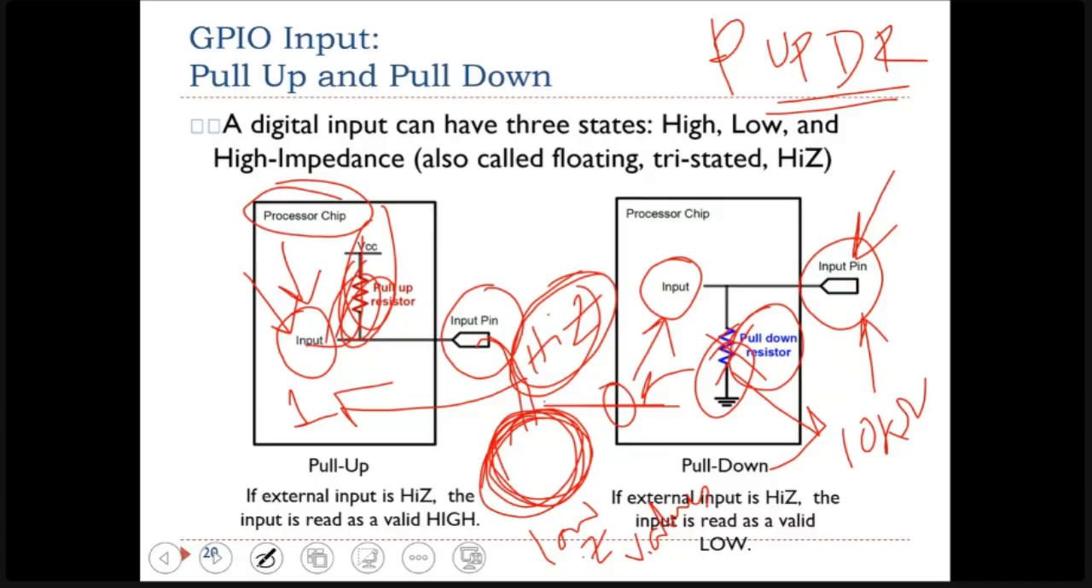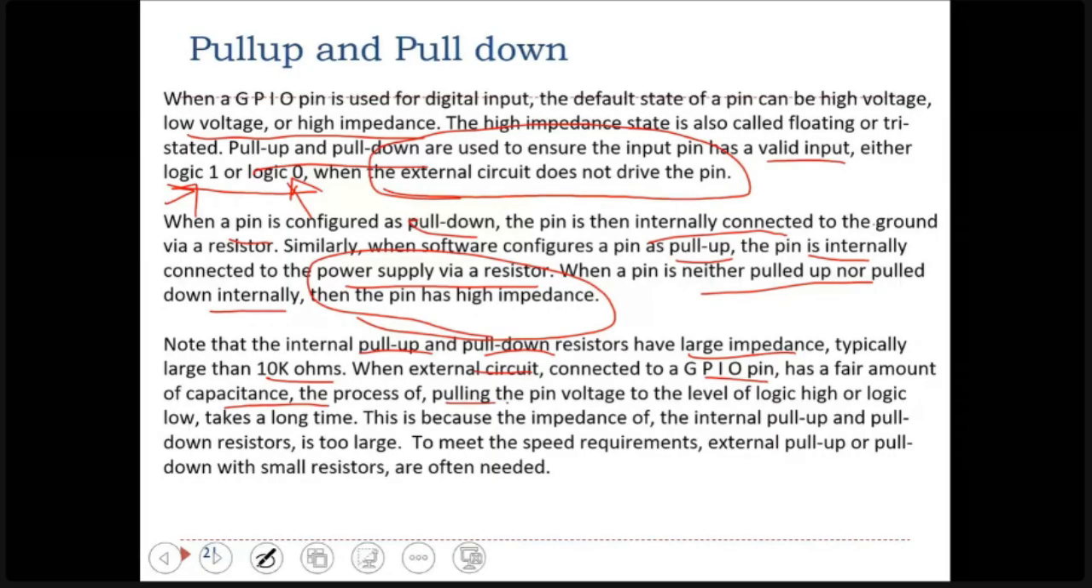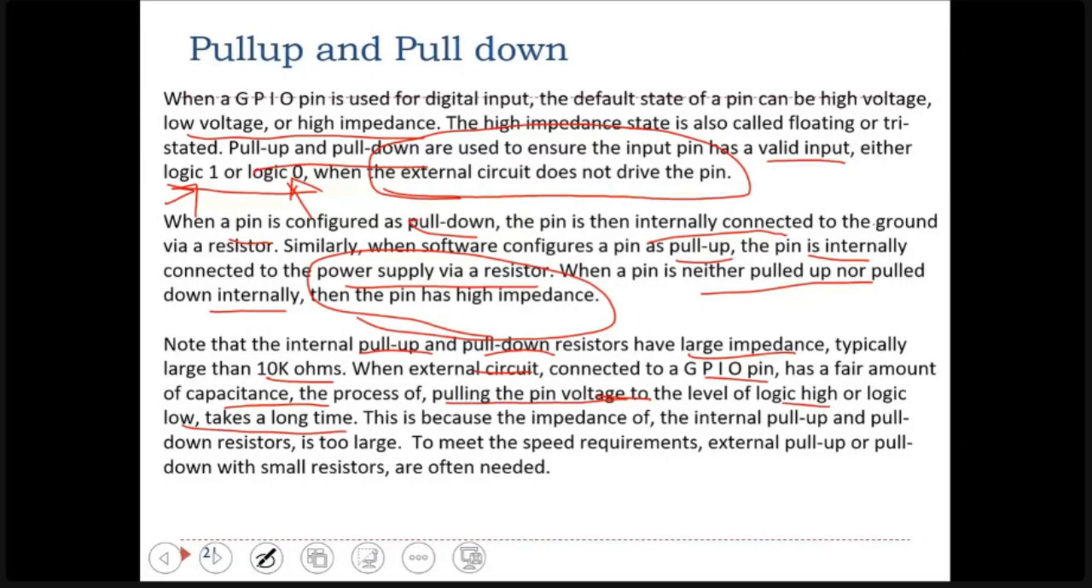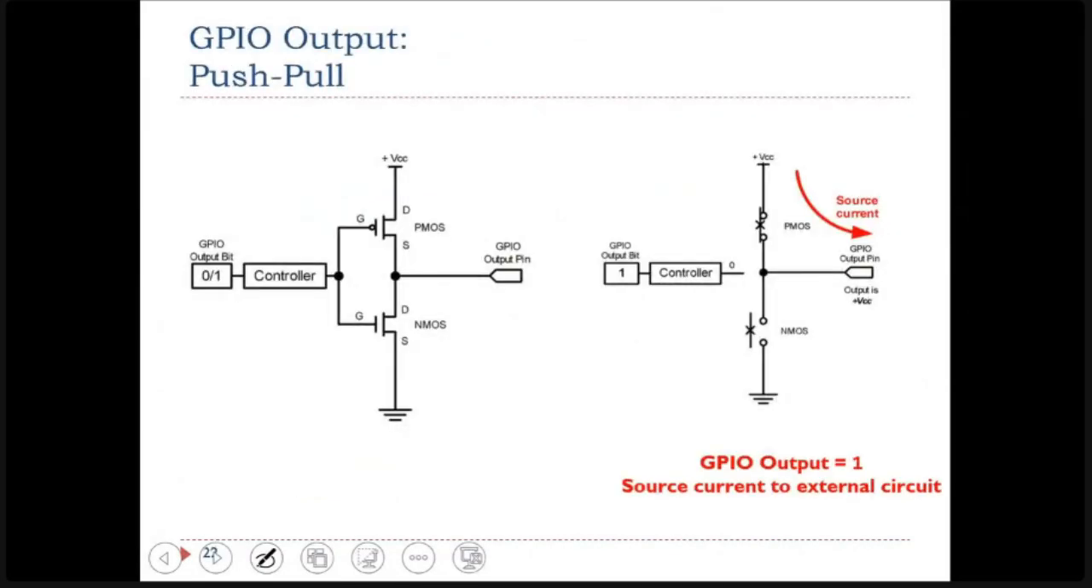That's what this says: the internal pull-up and pull-down resistors have large impedance, larger than 10 kilo ohms. And when the external circuit connected to this pin has a fair amount of capacitance, the process of pulling the pin voltage to logic high or logic low takes a long time. This is because the impedance of the internal pull-up and pull-down resistor is so large. So in order to meet the speed requirements, you need external pull-up or pull-down with small resistors. You would want to have external pull-up or pull-down there with small resistors.